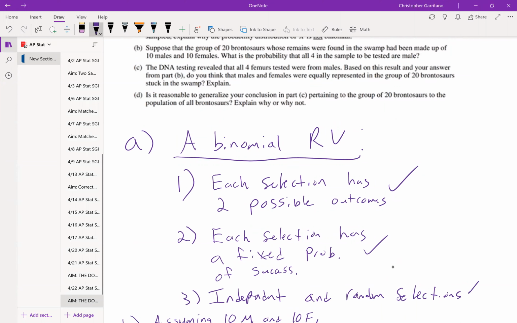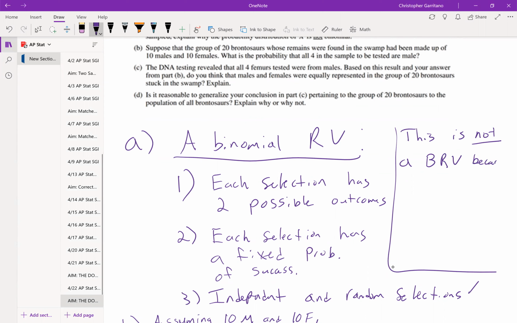I just wanted to go ahead and show you the definition of a binomial, or remind you of the conditions of the binomial random variable. But you'd say something along the lines of that this is not a binomial random variable because the femur selections are not independent. Okay. And that's what you'd say for part A.